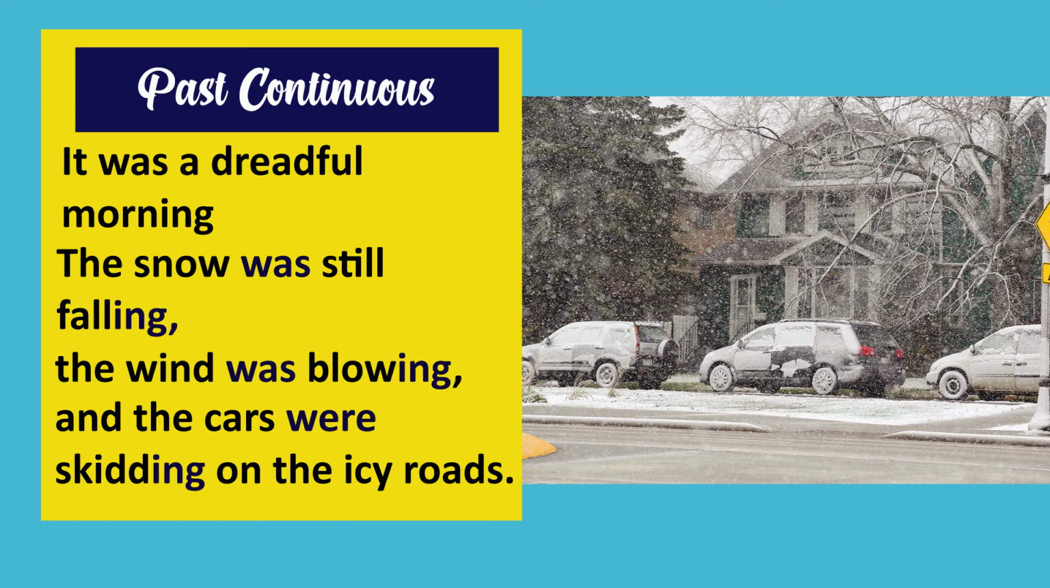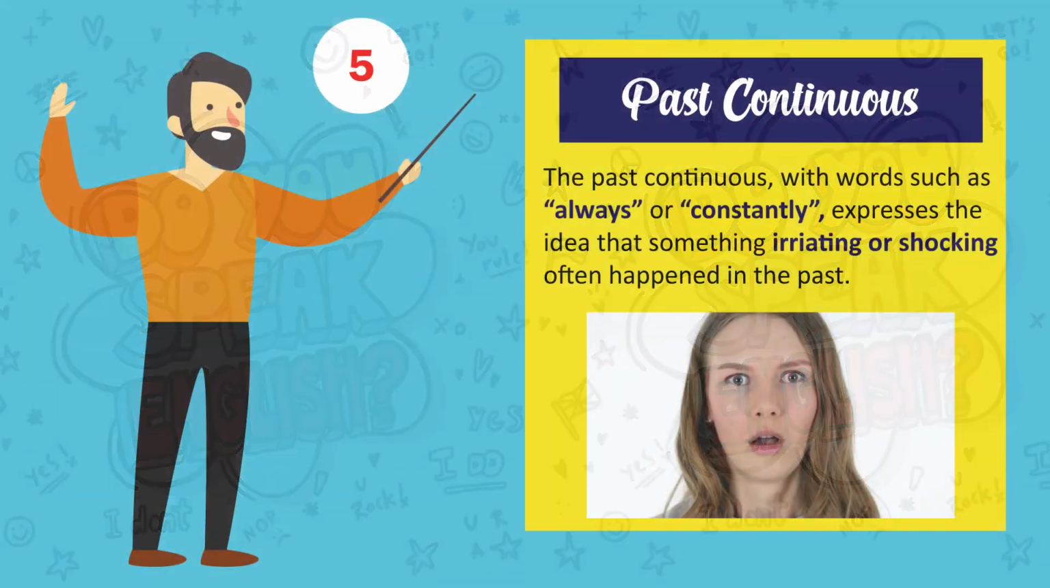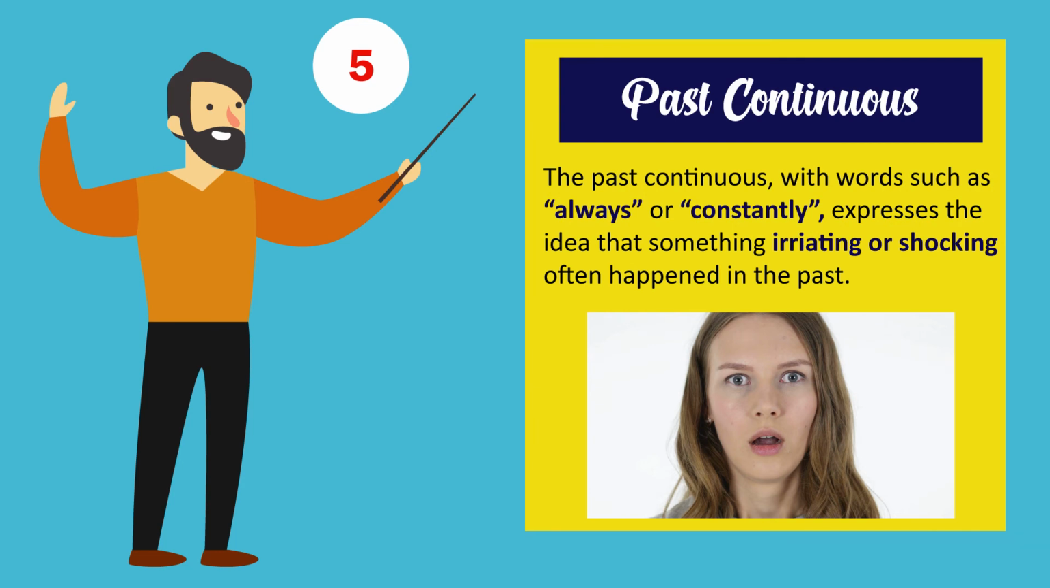So that's why the narrator is using the past continuous to keep involving the audience in the description of this situation. The past continuous with words such as always or constantly expresses the idea that something irritating or shocking often happened in the past. The concept is very similar to the expression used to, but with negative emotions. Remember to put the words always or constantly between the be and the verb plus ing.